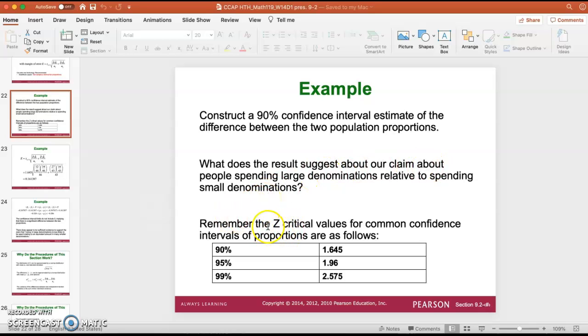And just a little side note, remember some of the common z critical values for confidence intervals. For a 90% confidence interval, it's always going to be 1.645. For a 95% confidence interval, it's going to be 1.96. And for 99% confidence intervals, it's going to be 2.575. And so these we can always use for confidence intervals of proportions.